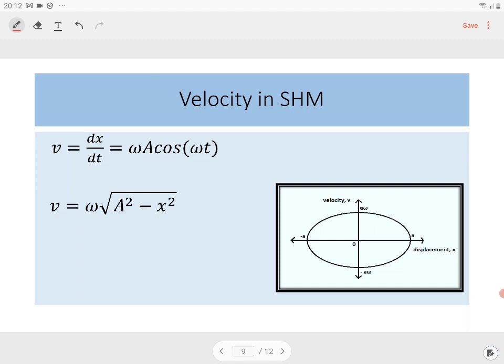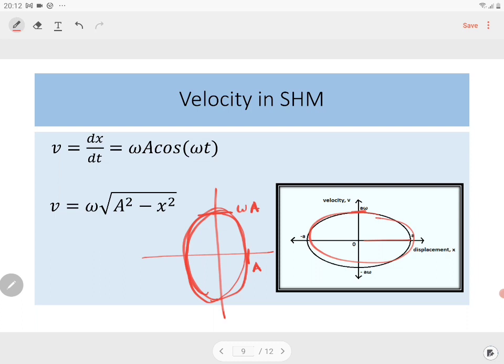This is the plot between v and x. You will get an ellipse. Sometimes you will get a graph like this, so the shape will be like this. If omega A is greater than A, then you will get a graph like this. If omega A is less than A, then you will get a graph like this. This is the graph between V and X.